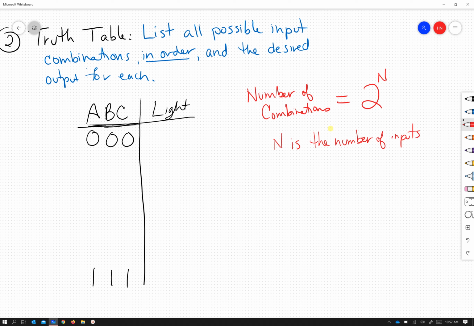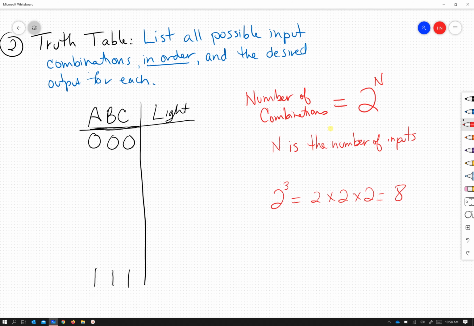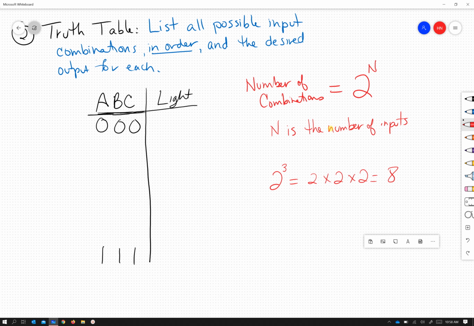So in this case, we have 3 inputs. So 2 to the third is 2 times 2 times 2, and that is 2 times 2 is 4 times 2 is 8. So I know I'm going to have 8 combinations total in this specific example on my truth table whenever I have 3 inputs. And this is the same for any circuit with 3 inputs. You're going to have 8 combinations.